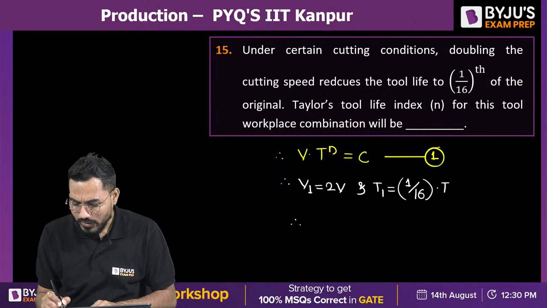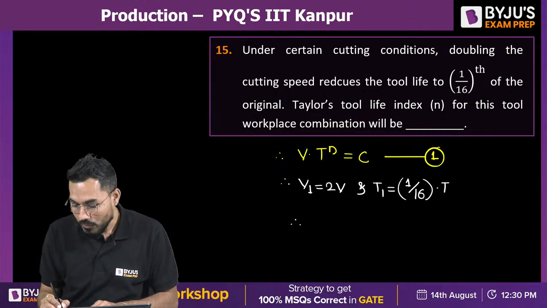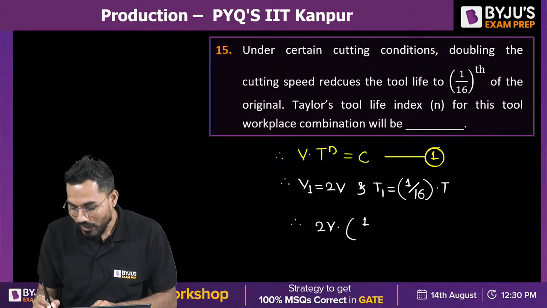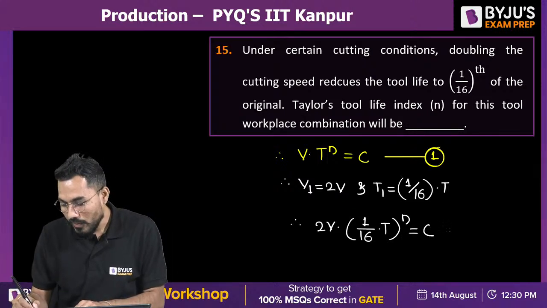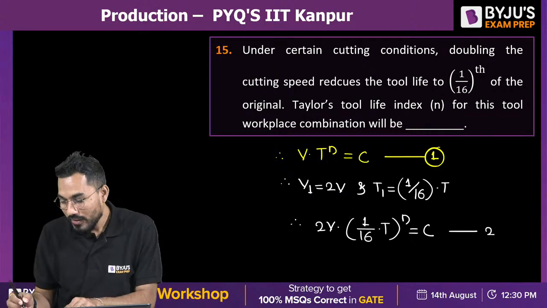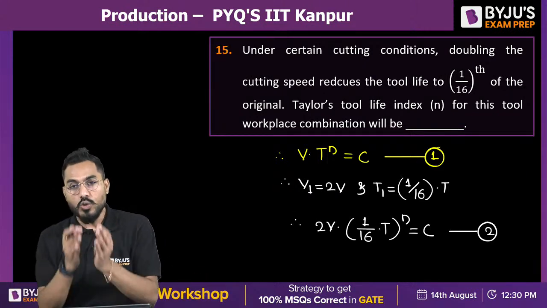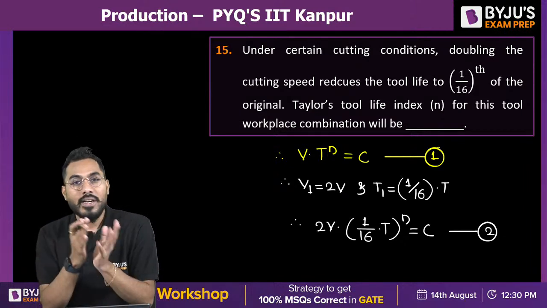Or we can write this equation number 2, where V, the cutting speed, is 2V, and the new tool life is 1 by 16 times T, to the power of n, is exactly equal to C. So this will be my second equation. Compare equation 1 and equation 2, as simple as that. So C, the constant, will remain the same. So on the left-hand side we can compare.